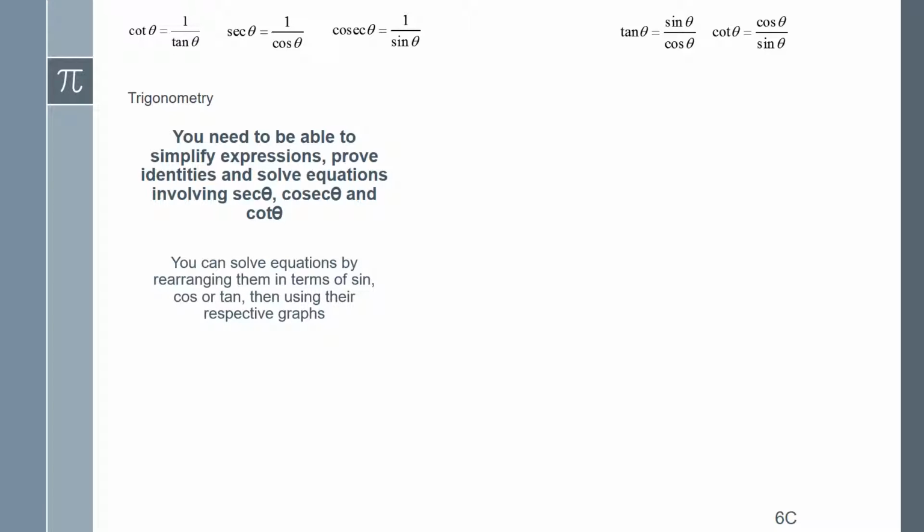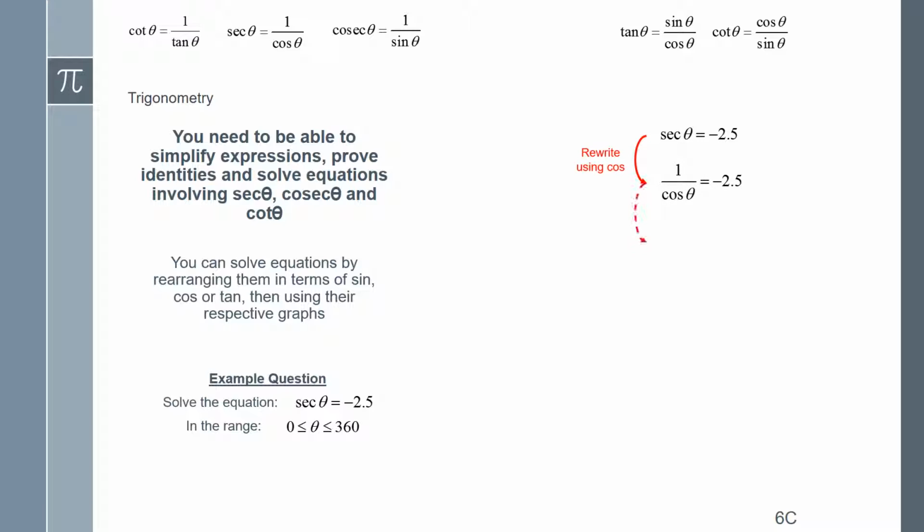We can solve equations as well by rearranging them in terms of sine, cos or tan, and then using the respective graphs. So this is again using skills we used in C2, but now with some extra excitement. Solve the equation sec theta is equal to minus 2.5 in the range 0 to 360. Sec theta is minus 2.5, whereas sec is 1 over cos theta. If we rearrange that, we can get that cos theta is 1 over minus 2.5, or cos theta is minus 0.4. So we've rearranged it.